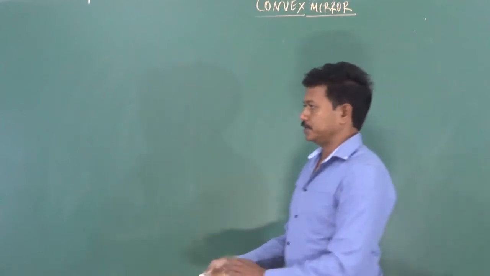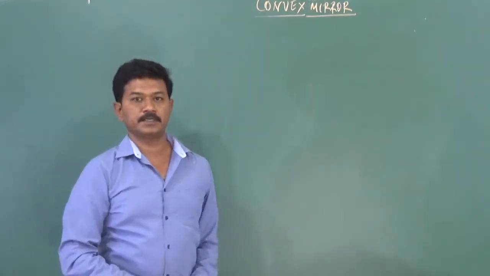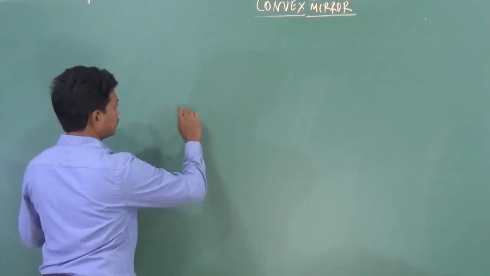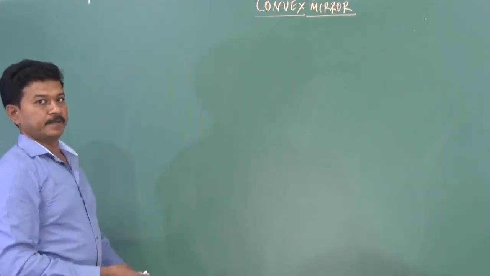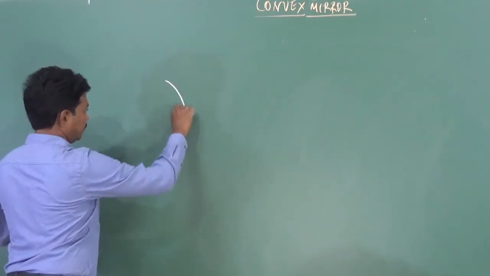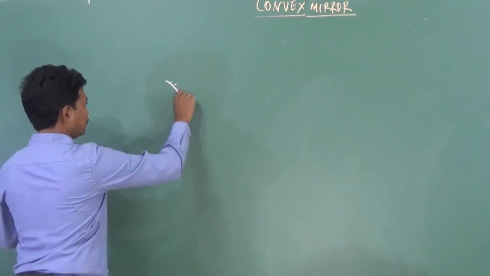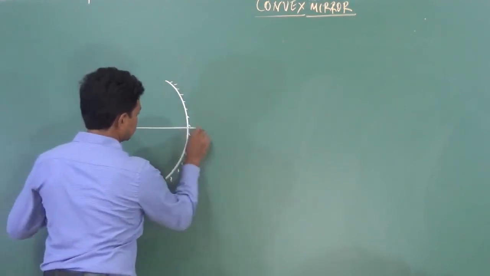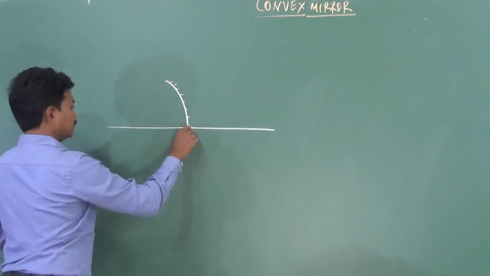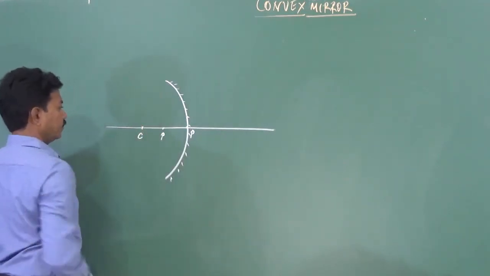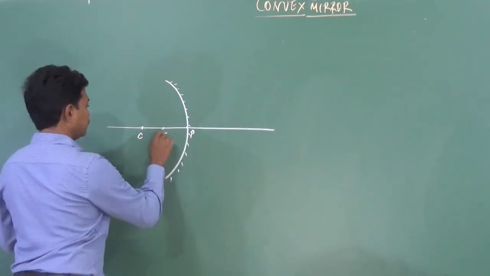Alright, so we'll go with the next concept, that is the image formation, the mirror formula, which is very important. We'll go with that. So now, imagine a concave mirror. This is the concave mirror. This is the pole. We'll take this as the principal axis. This is the pole of the mirror. This is the center of curvature. This is the principal focus, that is represented by F.